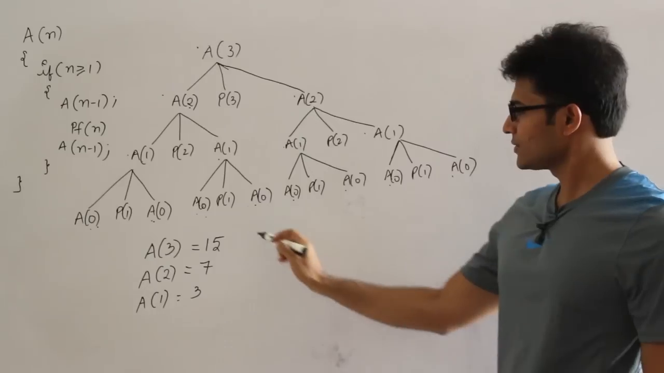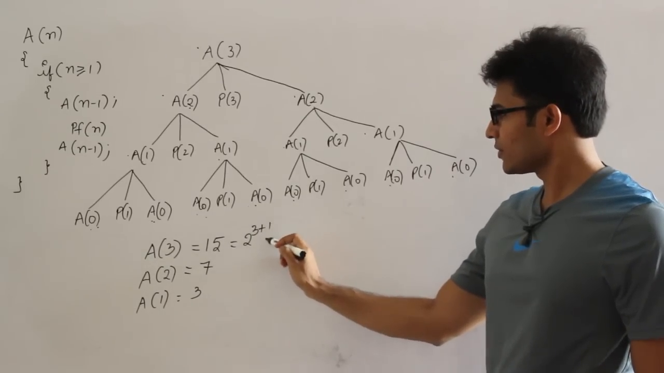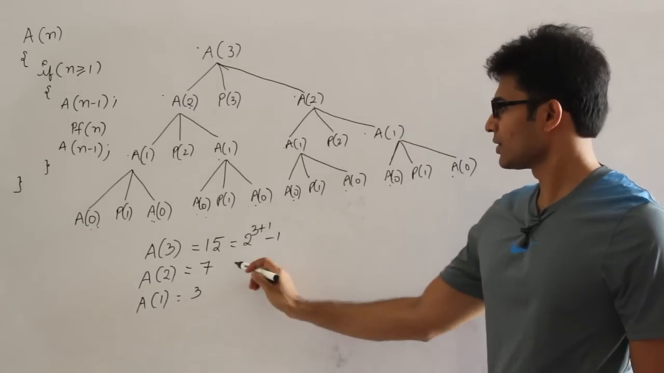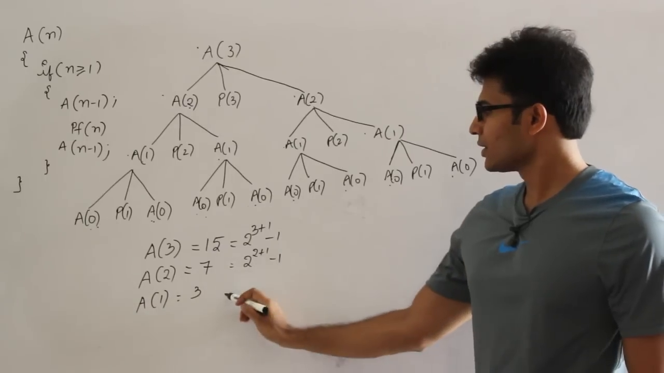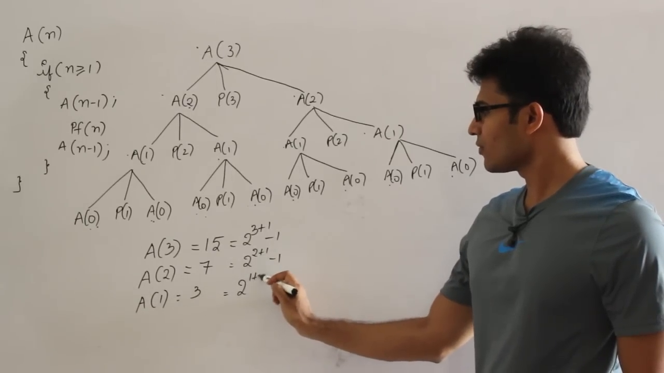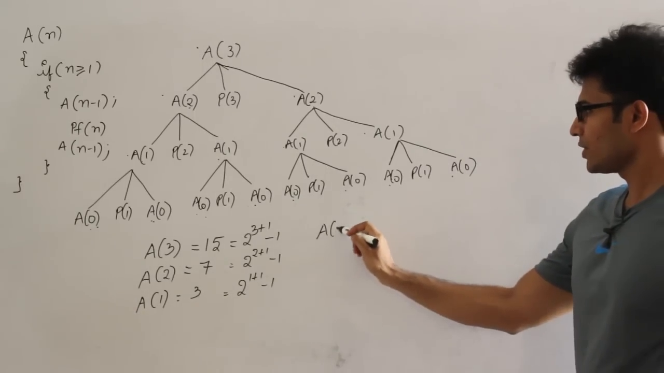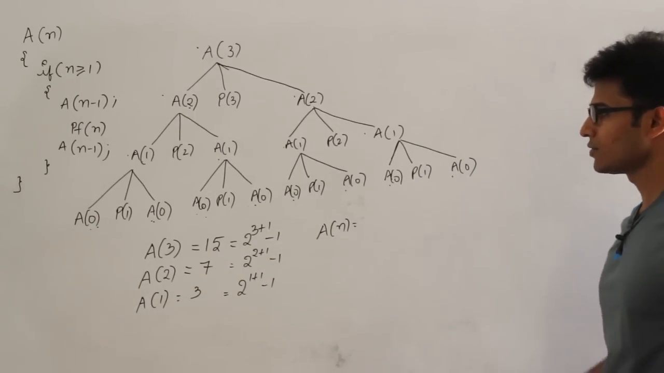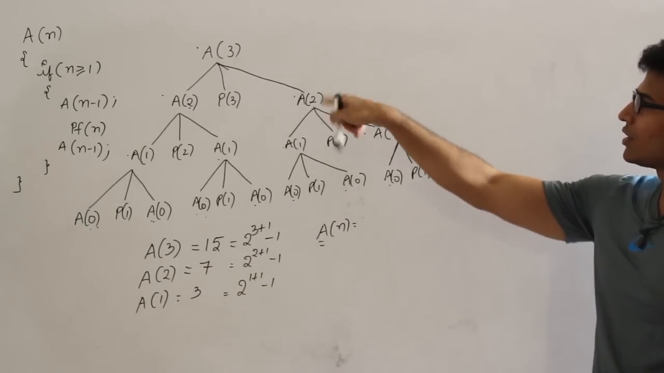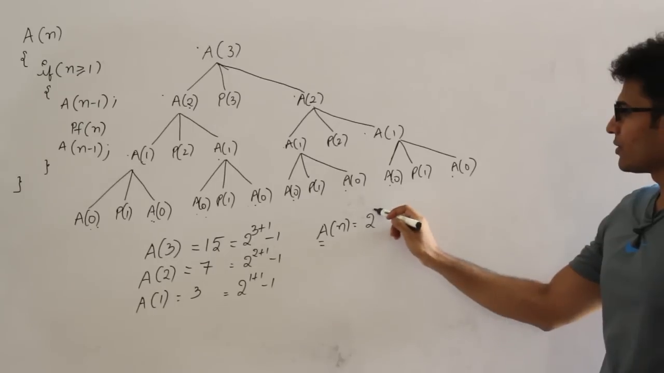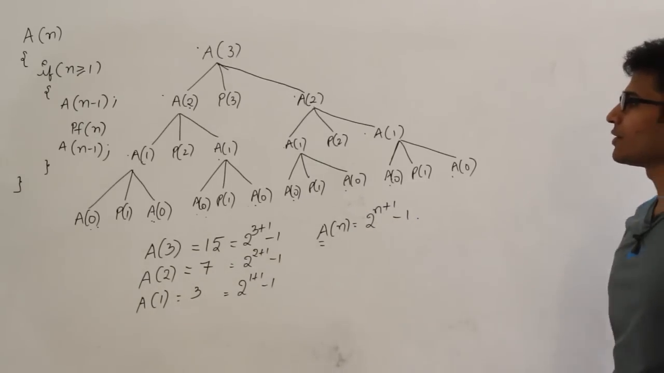So the pattern is, for a of 3 it is 2 power 3 plus 1 minus 1. This is nothing but 2 power 2 plus 1 minus 1. This is nothing but 2 power 1 plus 1 minus 1, right? Therefore, if I have a of n, then the number of times a is called in order to solve this problem is 2 power n plus 1 minus 1. So these many recursive calls are required.